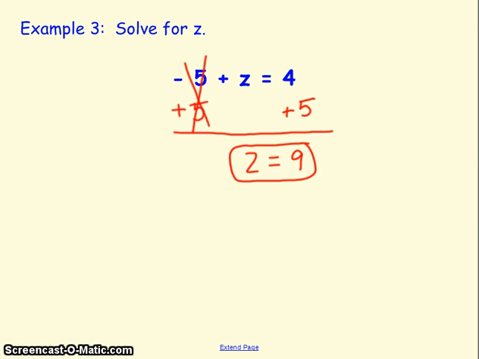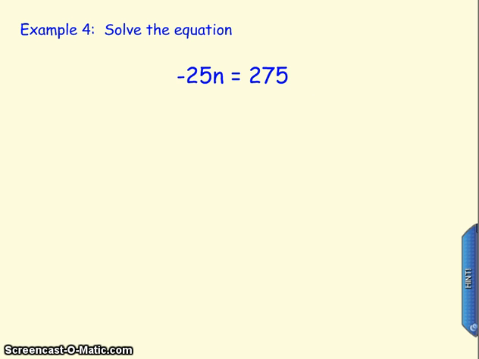Now we're going to look at what happens when something is being multiplied or divided. So in this next one, when we're going to solve the equation, we have negative 25n equals 275. In this one, the n isn't alone because it's being multiplied by negative 25. The way that you undo multiplication is by dividing. They're opposites and they undo each other.